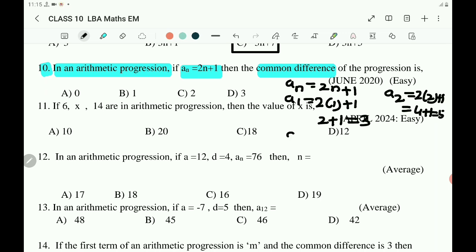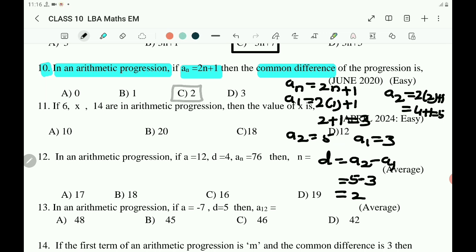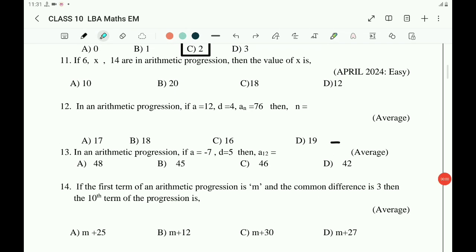You got a2 is 5, a1 is 3, then d is equal to what? a2 minus a1, which is equal to 5 minus 3, that is 2. So, what is the answer? Option C, 2 is there. This is the answer.